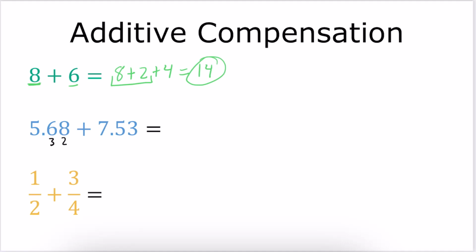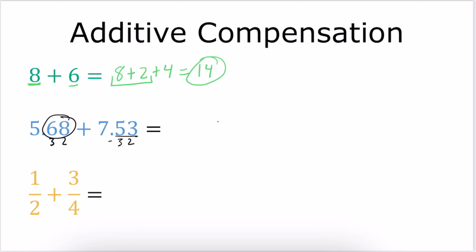So I need 32 hundredths. That's what I need to add to 68 hundredths to make a whole number. So I'm going to take away 32 hundredths from this one, and that will give me the decimal part of my answer. Because if I take 32 hundredths from this number and combine it over here, whatever's left over will be the decimal part of my answer.